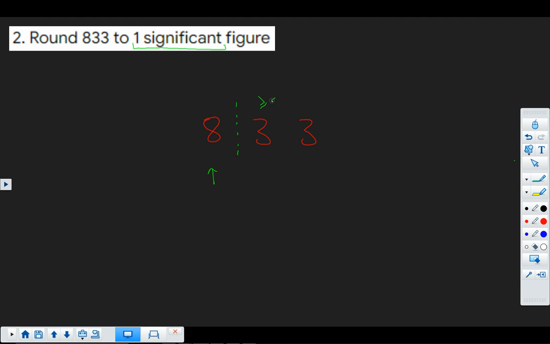Is this 5 or more? No, it isn't. So we're left with our 8. Everything afterwards is a 0 because it's in the hundreds column. And there's our answer, 800. And the nugget for you to go and practice there is 9.05.